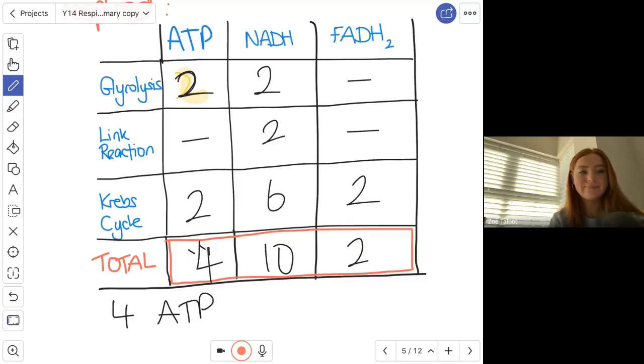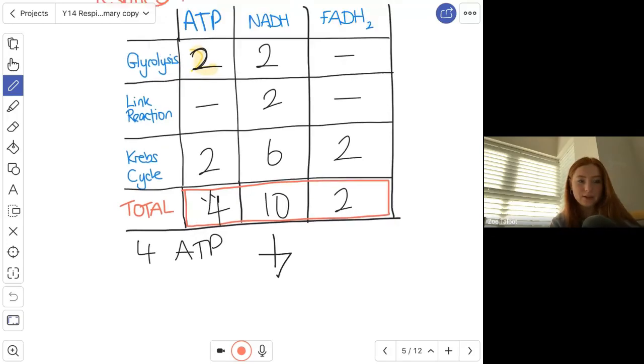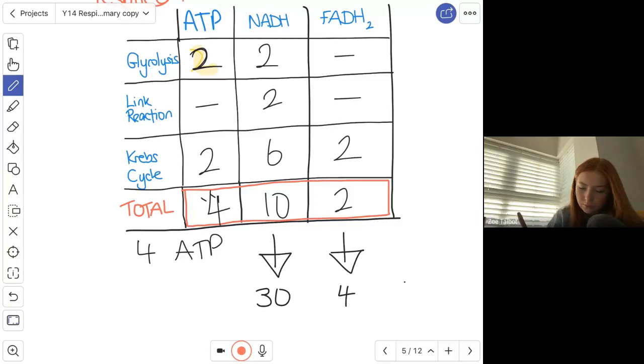So for every NADH, we get 3 ATP. So that means we're going to get 30 ATP. For every FADH2, you get 2 molecules of ATP. So 2 2s are 4. And that gives us our total of 38 molecules of ATP.